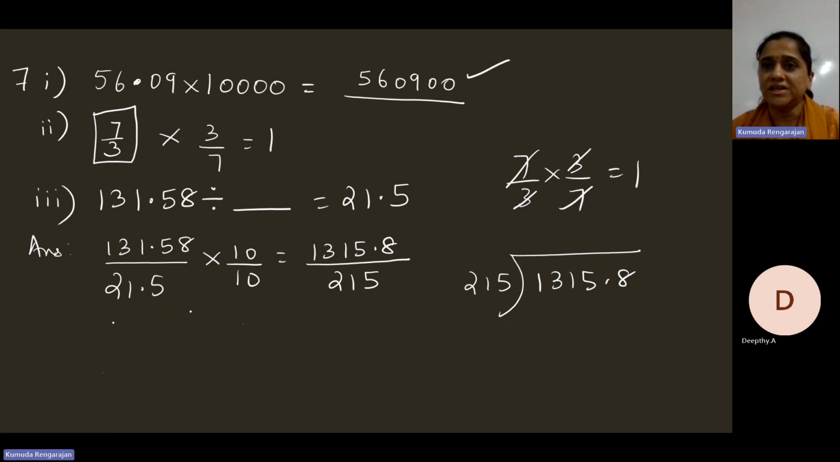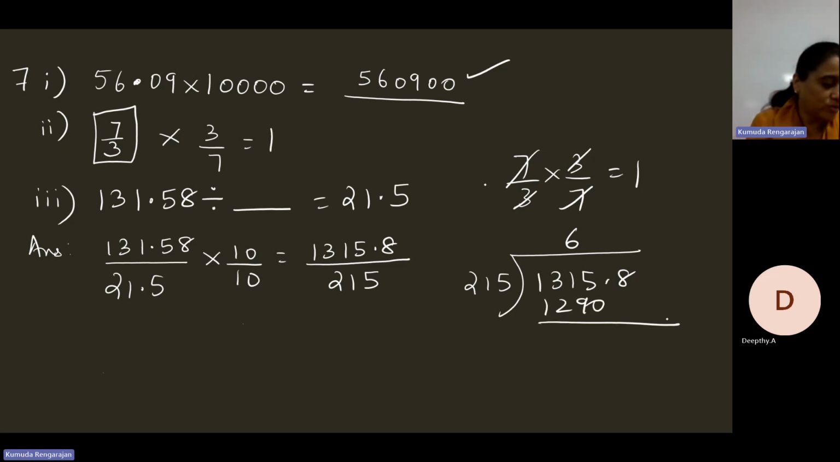So the denominator has 1 decimal place, so we need to multiply by 10. Don't change the numerator. Okay, the denominator has 1 decimal place, so multiply and divide by 10. So 1315.8 divided by 215. 215 into 6 is 1290. 215 into 7 is 1505. Complete the division.